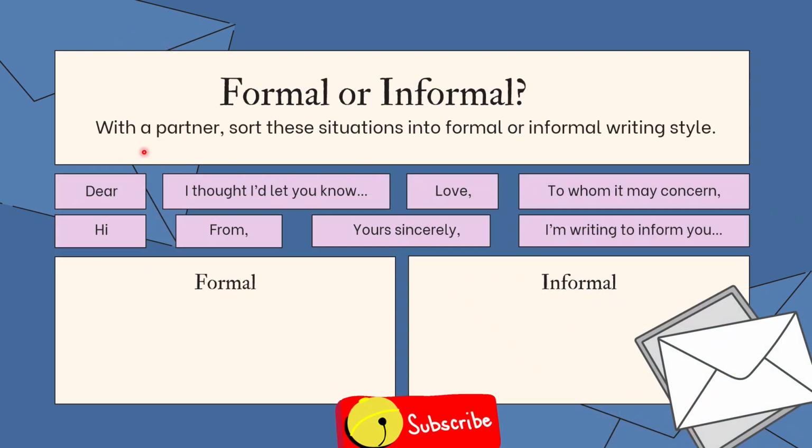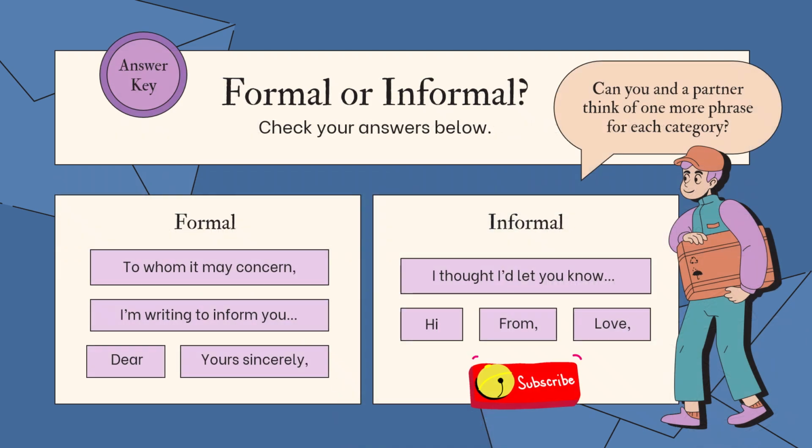With a partner, sort these expressions into formal or informal writing style. So again, you may do this, where you can write: dear, hi, I thought I would let you know, from, yours sincerely, love, to whom it may concern, or I'm writing to inform you. Again, it's a kind of practice sheet for you. One column is for formal, the other column is for informal. So you may write these expressions as formal or informal. Okay, let's see the answer key.